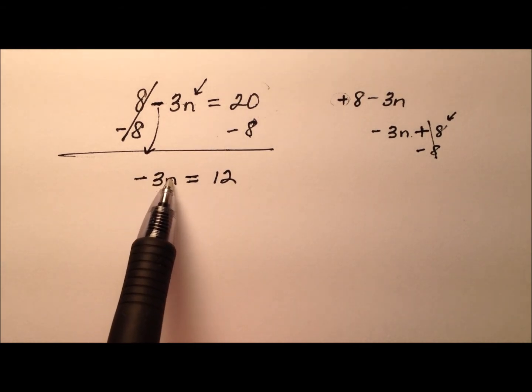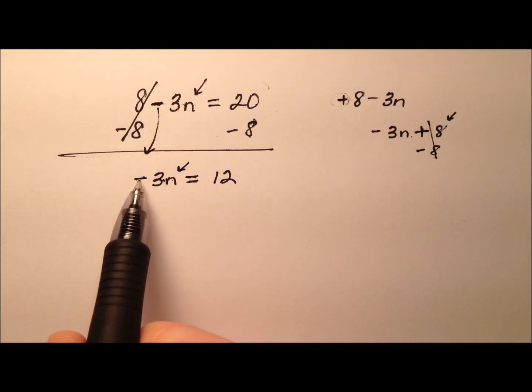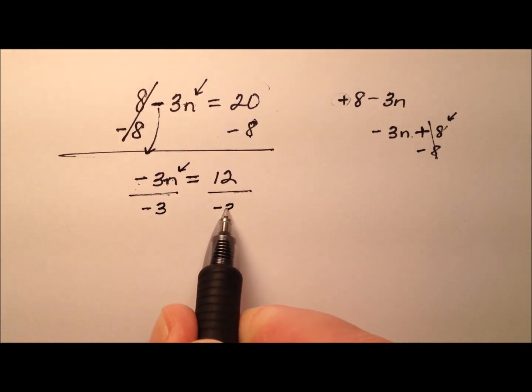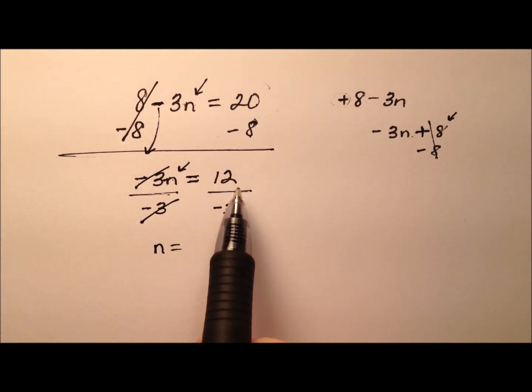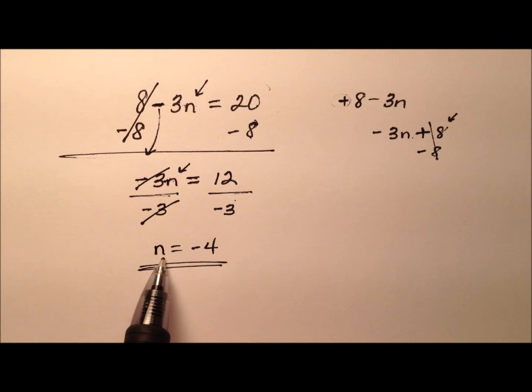So this negative 3n is multiplication because this coefficient of negative 3 is being multiplied by the n. So in order to get this n by itself, we need to do the inverse operation of multiplying. So let's go ahead and divide both sides by negative 3. And when we do that, the n will be by itself. And 12 divided by negative 3 will be negative 4. So we can see for this first equation, the value of the variable is negative 4. And that's the value that will make this equation true. And in fact, it's the only value for the variable that will make the equation true.